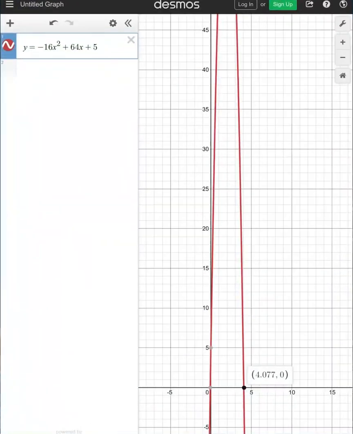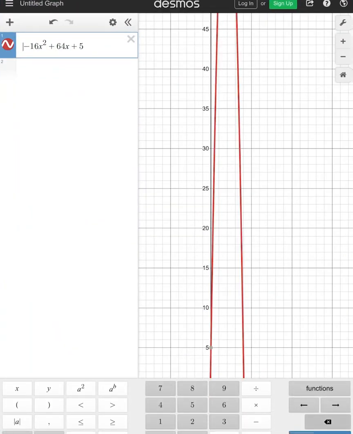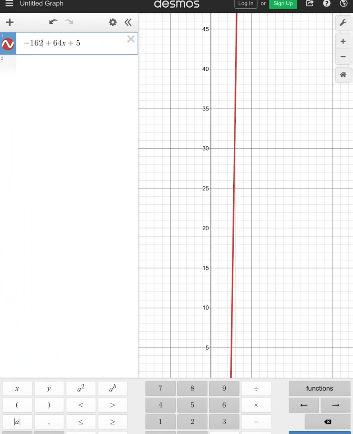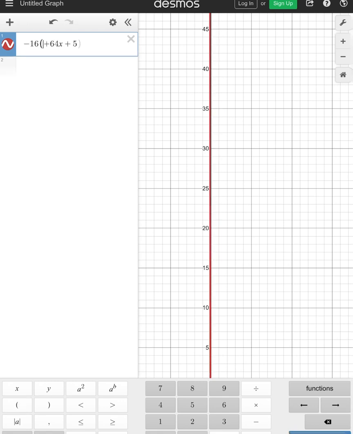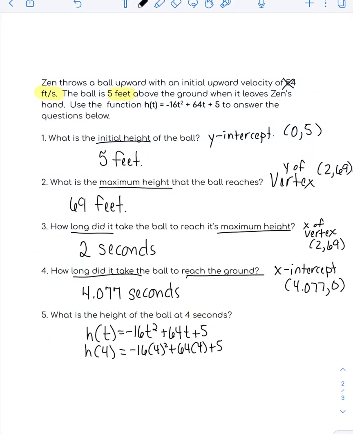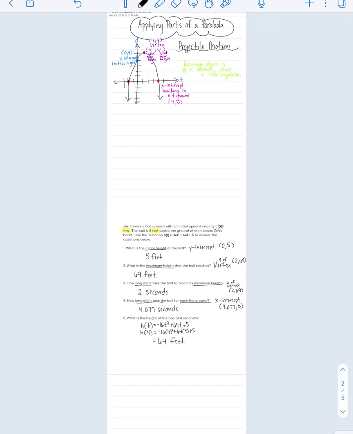Here's the beauty of using the calculator. I can go back over here, and everywhere I have an x, I simply replace it with a 4: times 4 to the second power, 64 times 4, and look at that. Let me make sure I've plugged it in correctly. Yep. So, what will the height of the ball at 4 seconds be? 64 feet. So take your time, use your graphic organizer up here as you need to, and I'll talk to you guys later.